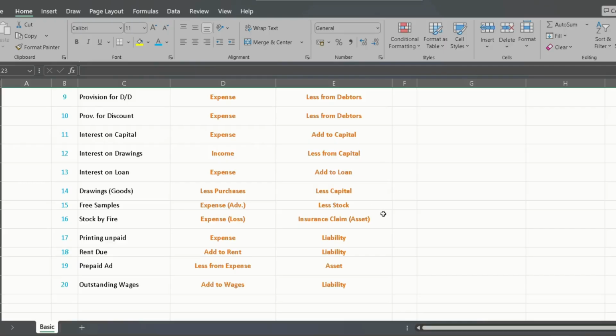Free samples. Debit side of profit and loss account, less from stock in asset side. Stock destroyed by fire: debit side of profit and loss account you will enter the loss amount, and in the asset side you will enter only the insurance claim amount. Printing unpaid. Debit side in profit and loss account and liability side in balance sheet. Rent due. Add to rent in profit and loss account. Liability side in balance sheet.